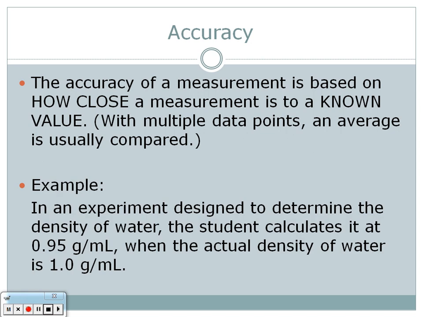So for an example, in an experiment where you're determining the density of water, the student, you, calculate the density to be 0.95 grams per milliliter when the actual density of water is 1.0 grams per milliliter. You were pretty accurate. You got pretty close. You're only off by 0.05 grams per milliliter.